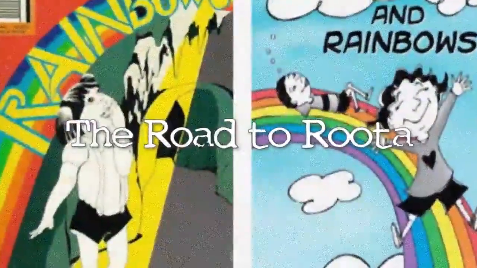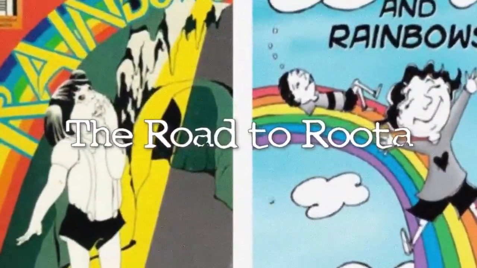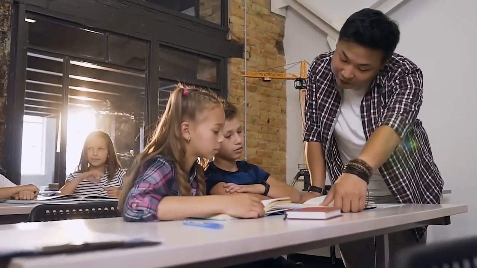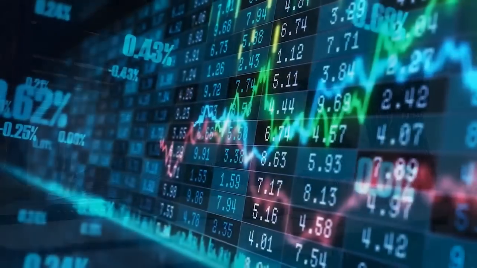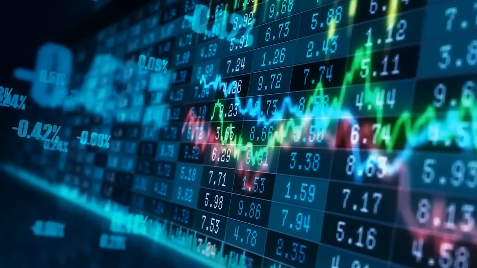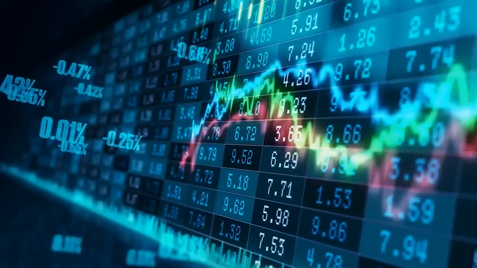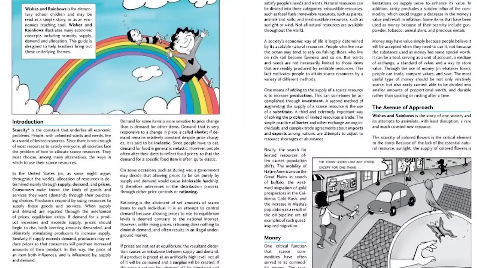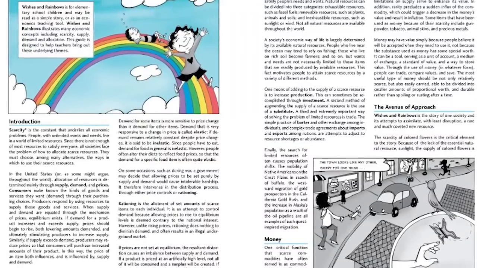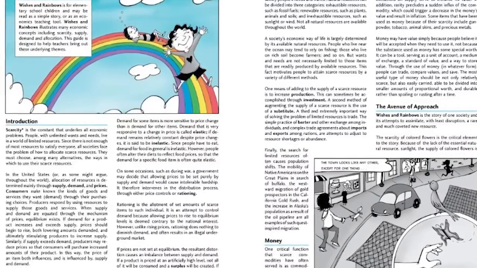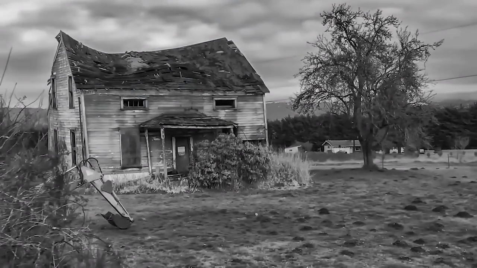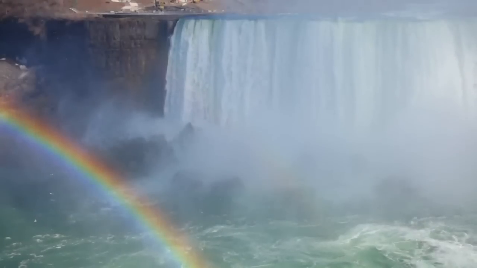The Road to Roota. The Road to Roota is a comic book that is supposed to teach kids certain concepts about economics, such as scarcity, rationing, supply and demand, along with all sorts of other economic principles. The story in its most basic form is about a little girl named Roota that lives in Pebble Town. The neat thing about Pebble Town is that no color exists. One day while playing inside of a cave, she discovers Colorland, which was thought to be a legend.